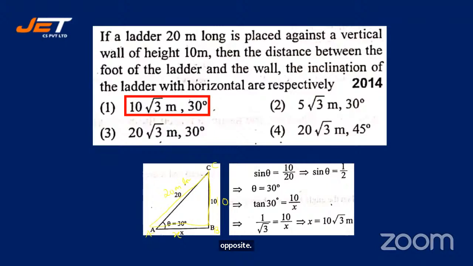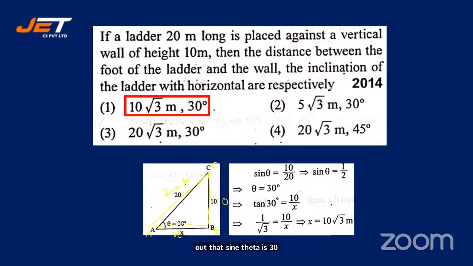So what is 10 by 20? It is half. So what if sine theta is equal to half? So that is sine theta is equal to half. So the theta must be 30, isn't it? Yesterday we went through all the identities and all the values. So with this, you must be able to find out that theta is 30, isn't it?